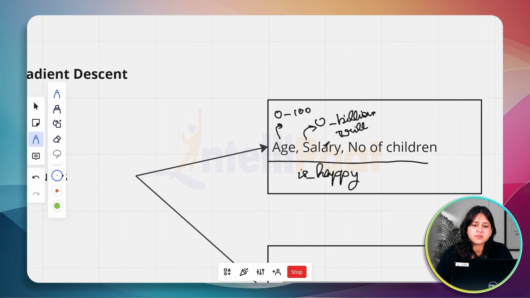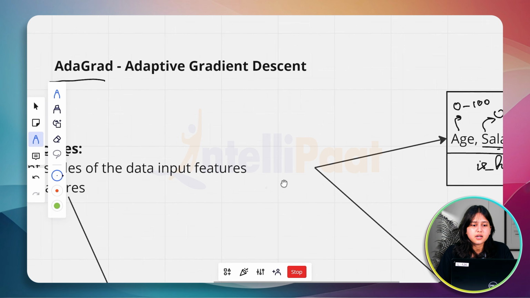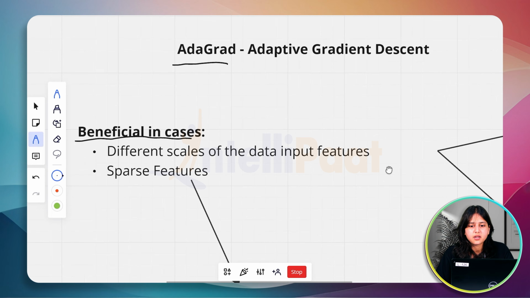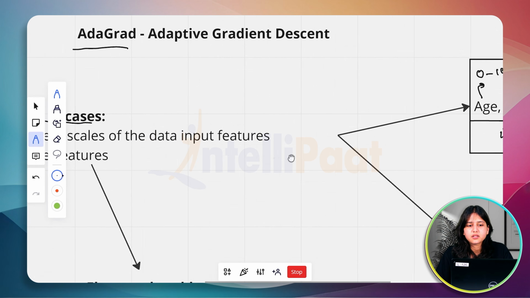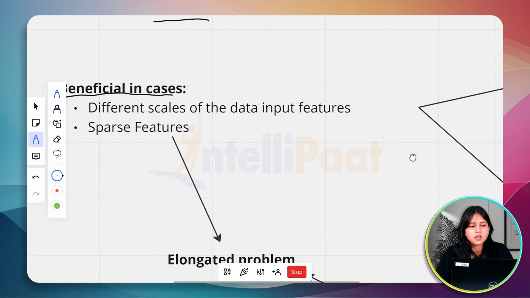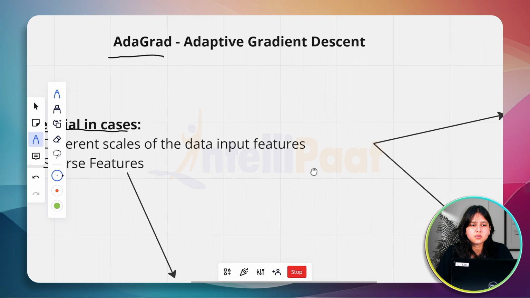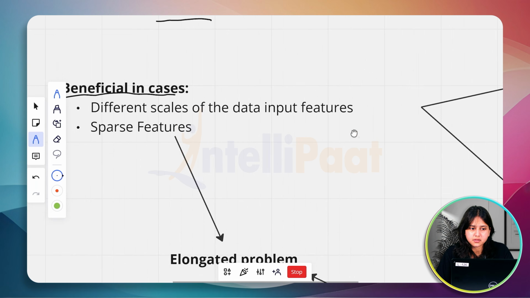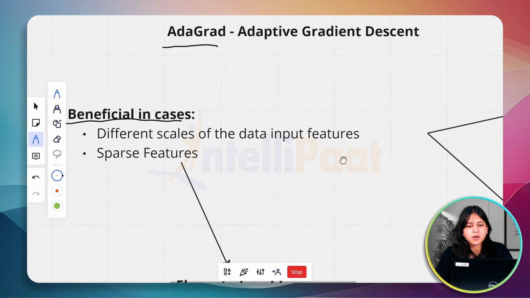So there is no maximum limit for salary over here. But number of children, again, it would be 0 to maximum, say 5, on an average. So for features like this, AdaGrad would be really helpful. Usually when we have features like this, we perform standardization or normalization. Basically, we scale our features. But in case we have a data set that contains input features like this, we can go ahead with the AdaGrad optimizer. The other case is sparse features.